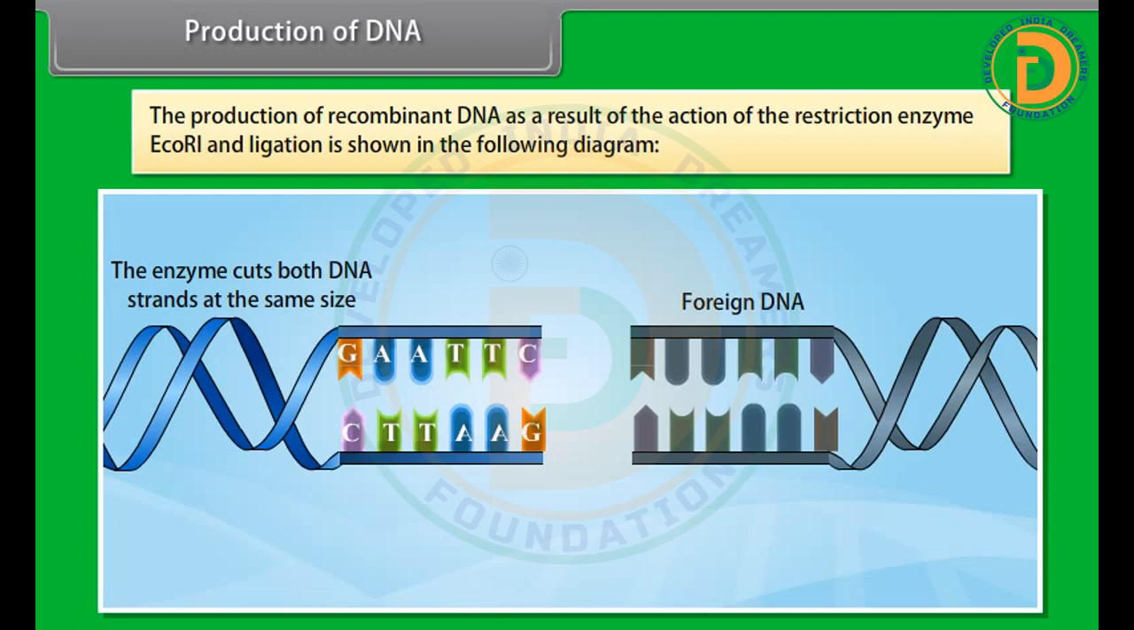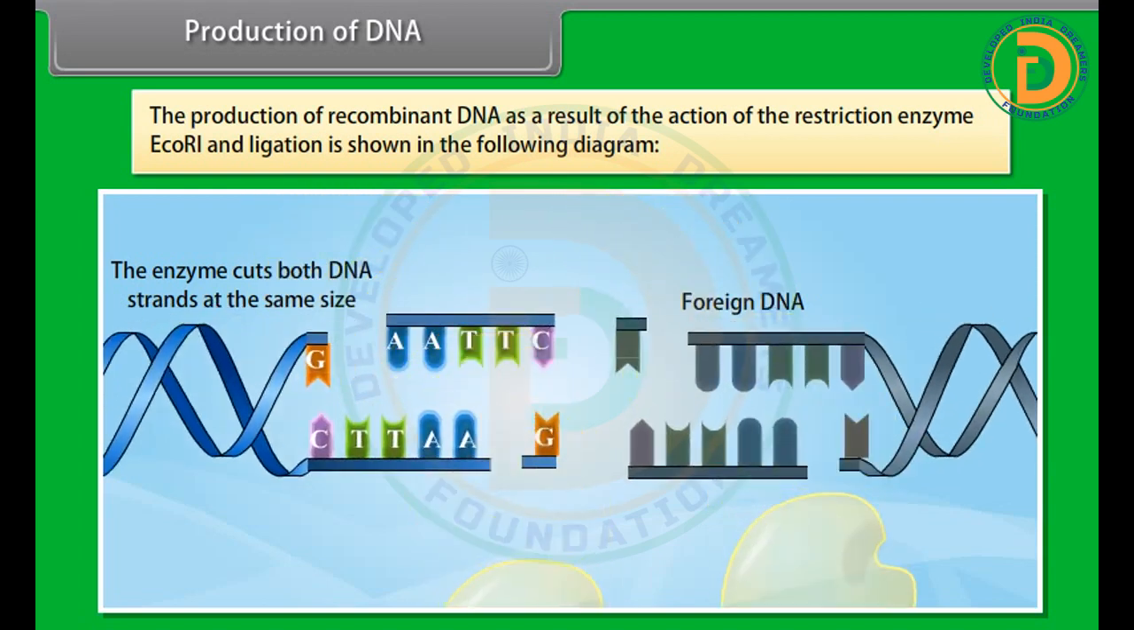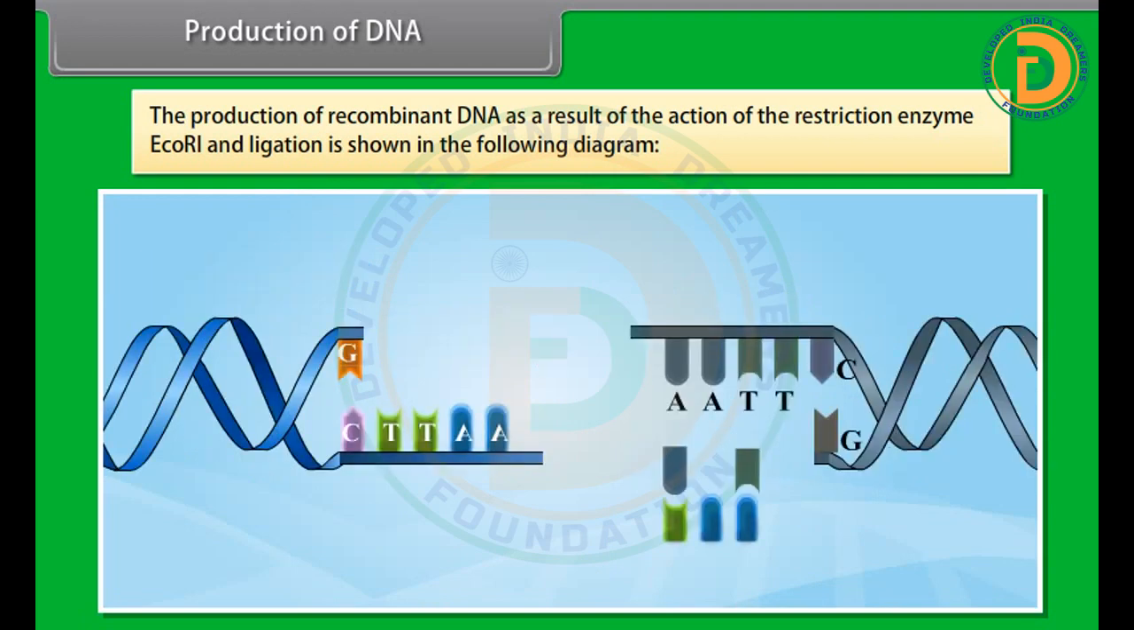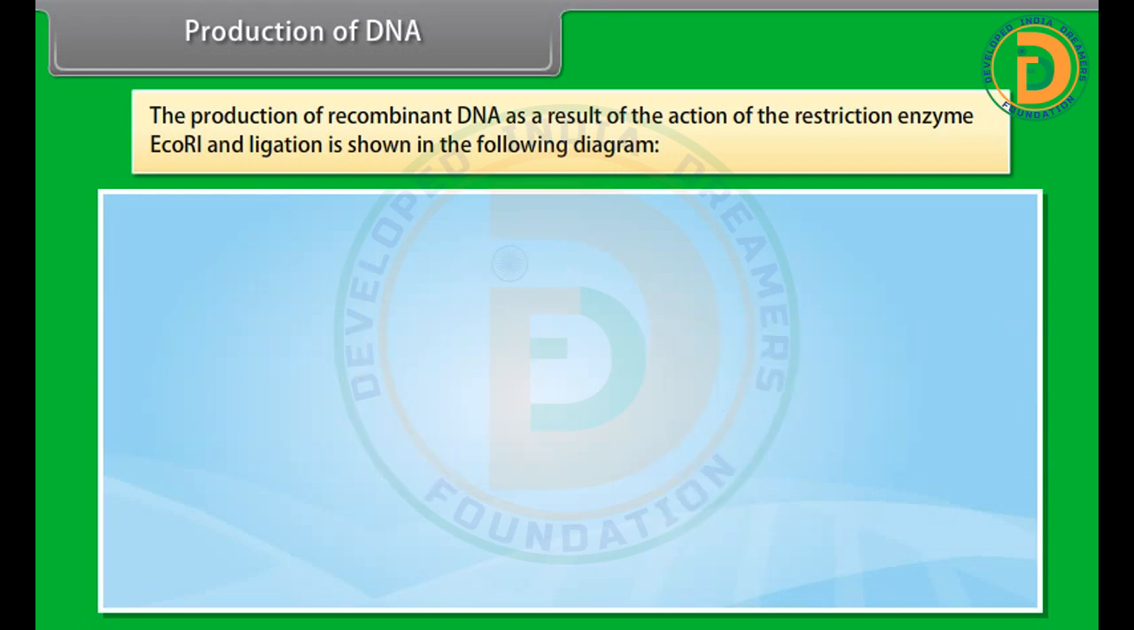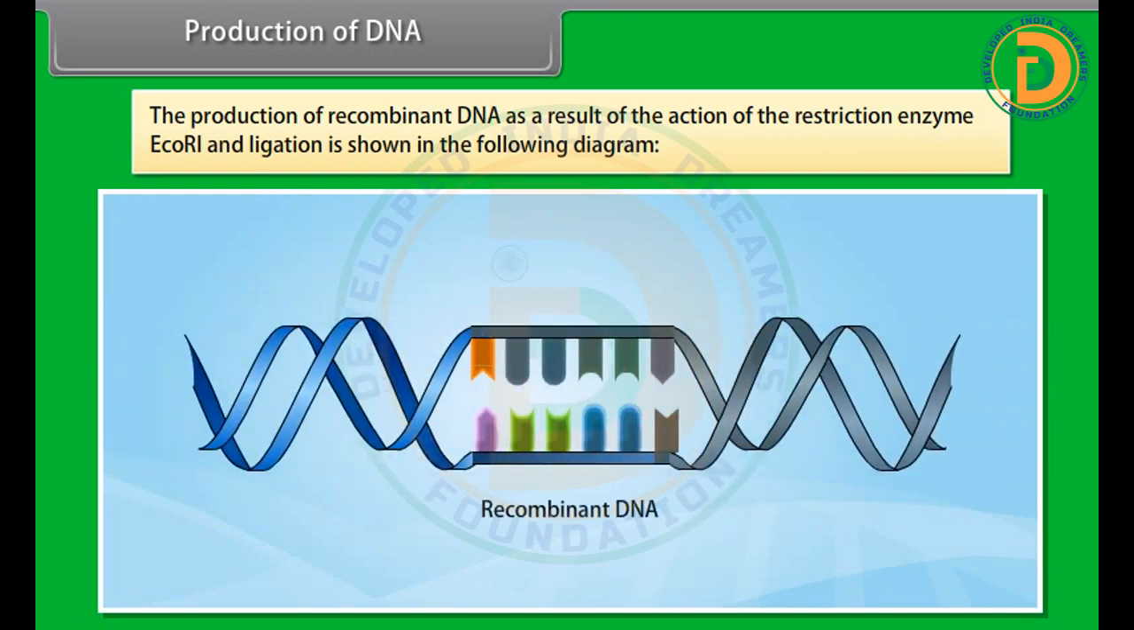The enzyme cuts both DNAs at the same site. After that, both DNA fragments can be joined at the sticky ends, and it results in a recombinant DNA. Separation and isolation of DNA fragments.